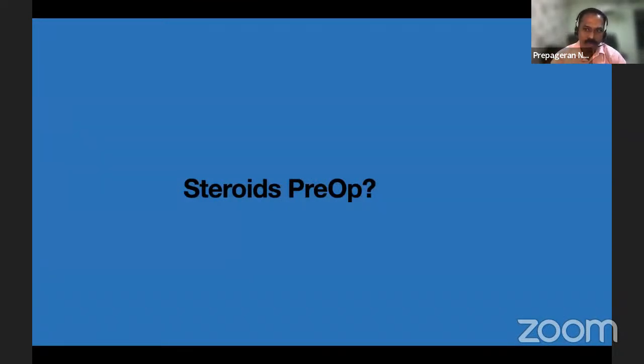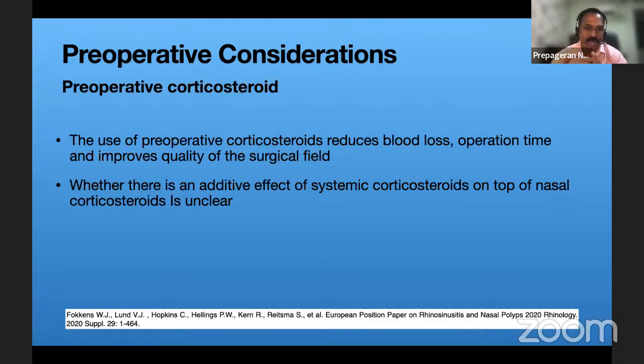How about steroids pre-op? If you look at the guidelines so far, the use of pre-operative corticosteroids does reduce the blood loss and operating time, and improves the quality of the surgical field. This is for intranasal corticosteroid sprays. We will never do a surgery for someone who's got chronic rhinosinusitis, or CRS, without using at least a few months of intranasal corticosteroid spray. Is there a benefit if we add a systemic corticosteroid? Now, that is not clear.